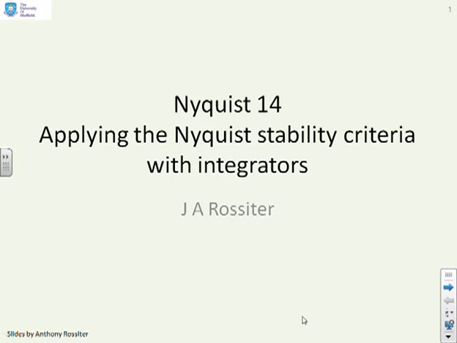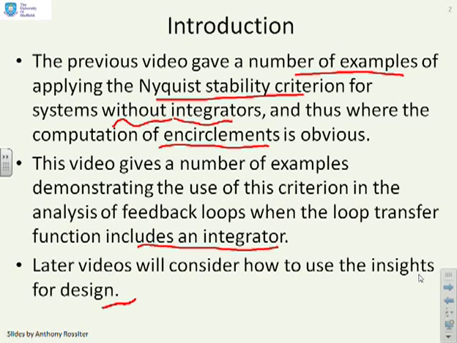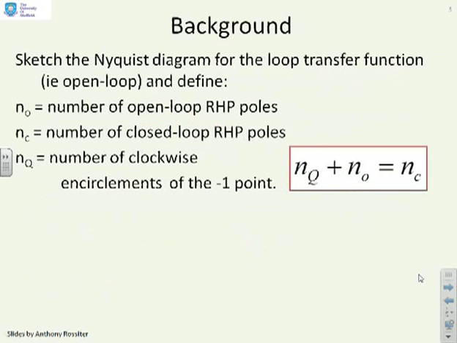This video gives some examples of applying the Nyquist stability criteria to systems with integrators. The previous video gave a number of examples of the Nyquist stability criteria, but for systems without integrators, and therefore the computation of encirclements was straightforward. This video is going to give some examples where we include integrators and where perhaps the implementation of Nyquist is not quite so straightforward. Later on, the videos will begin to focus on how we use these insights for design.